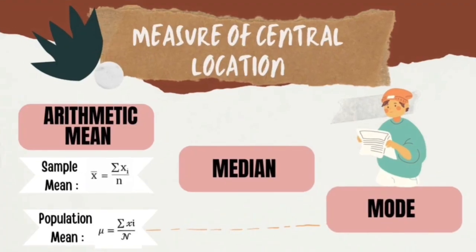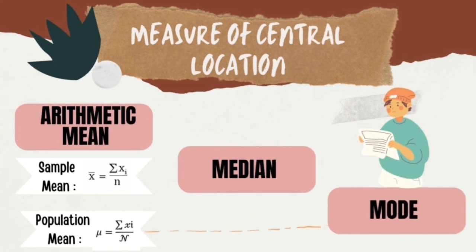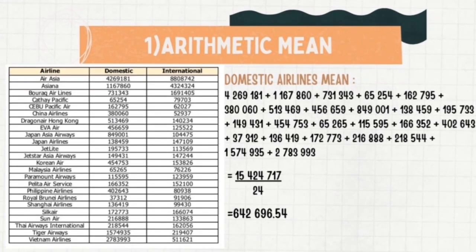I will present part 2, which is to calculate and compare measures of central location in each data set. To find measures of central location, we can use arithmetic mean, median, and mode. In arithmetic mean, there are sample mean and population mean. To find the mean of domestic, we need to add all data of domestic and then divide it by the number of data, which is 24.